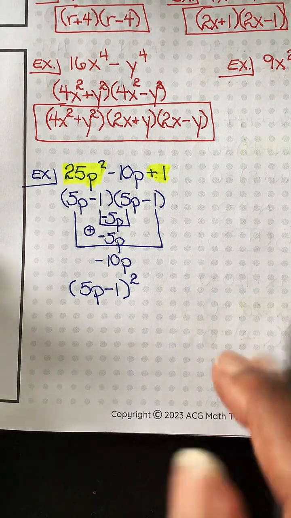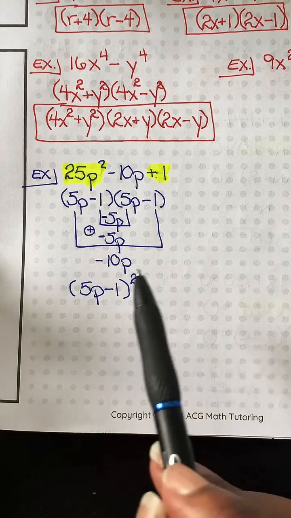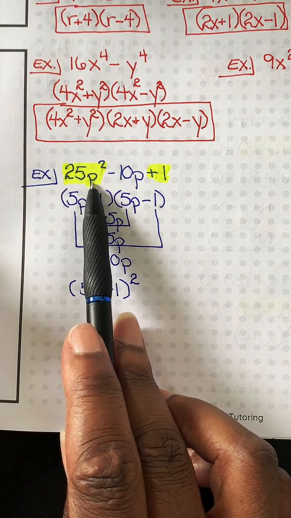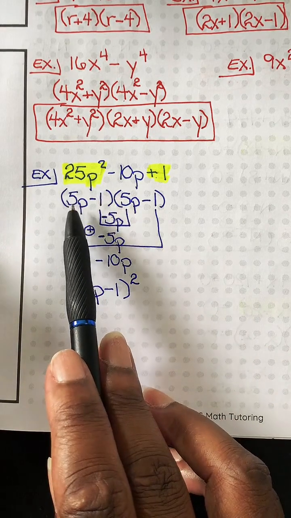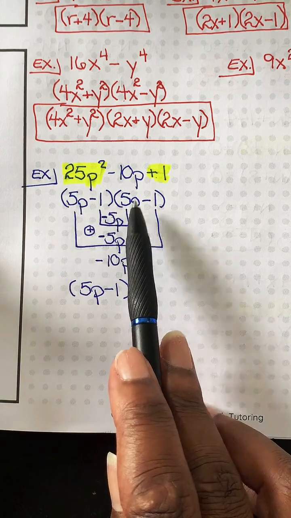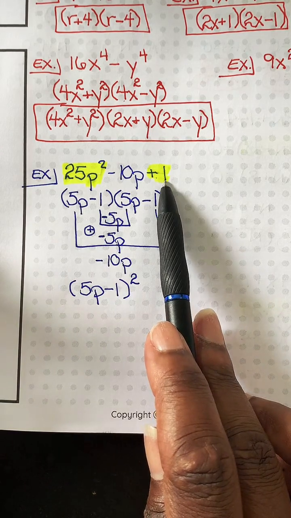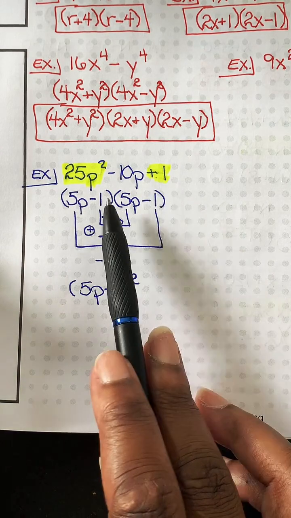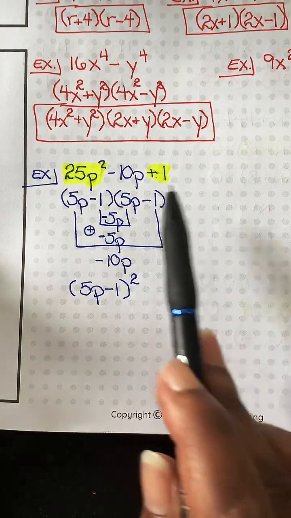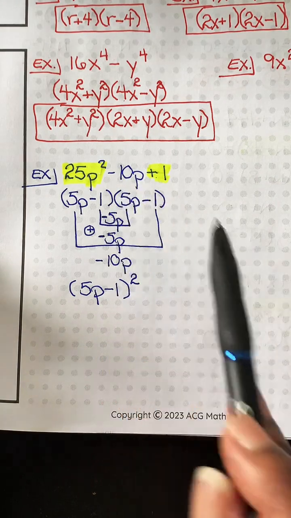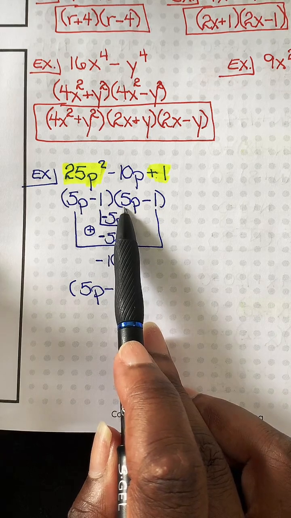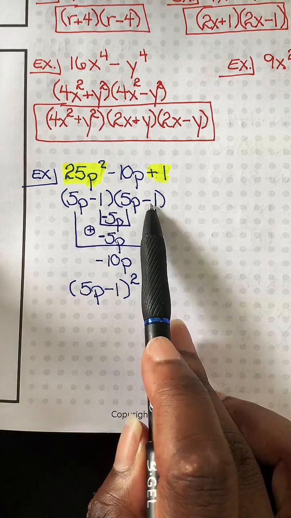All right, so let me go through it again. First, I noticed that 25p squared is a perfect square. The square root of 25 is 5, so I split my 5's up, and I split my p's up. The one on the end is a 1. 1 is a perfect square as well, so I split my 1's up, because 1 times 1 gives me 1. But we need to figure out that middle term. So what I did was multiply the center, multiply the ends.